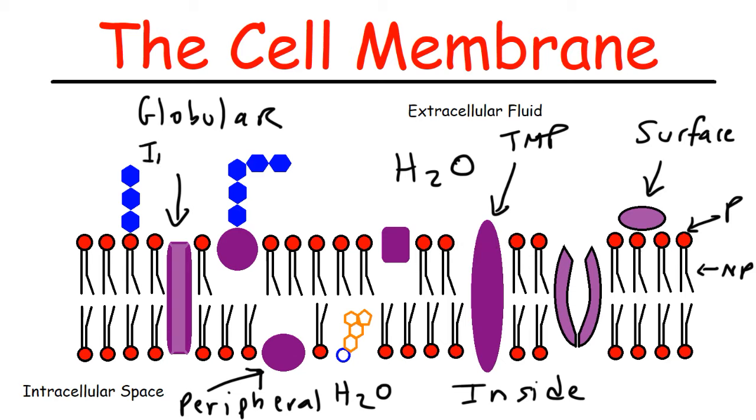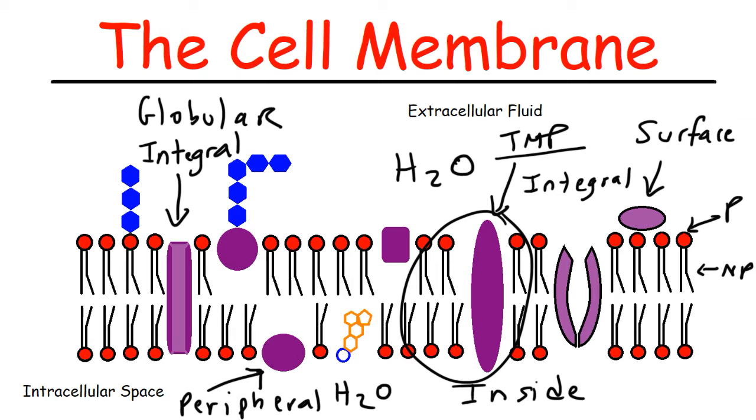This here is called an integral protein. An integral protein is embedded within the membrane. Now, a transmembrane protein is also an integral protein because for them to span the entire membrane, they also have to be within the membrane as well. So all transmembrane proteins are integral proteins, but not all integral proteins are transmembrane proteins. So as we said before, this is both a transmembrane protein and an integral protein. But this right here is an integral protein and not a transmembrane protein.